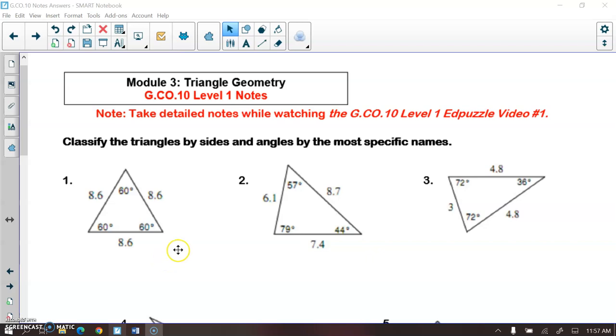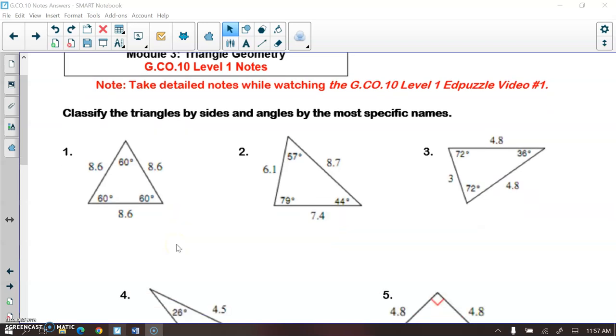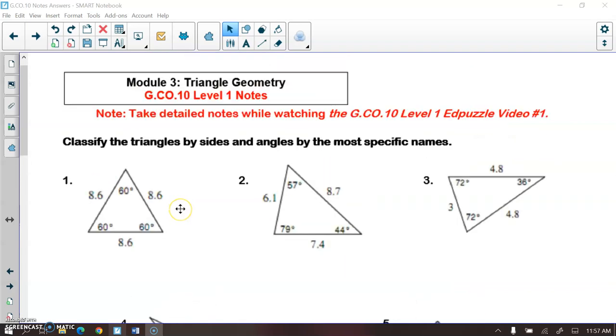Okay, so using the background information that we learned, we're going to start to do level 1, which is going to be broken up into 2 videos. The first video is all about the specific triangles. Classifying by angles would be acute, obtuse, right, or equiangular, and classifying it by side lengths would be scalene, isosceles, or equilateral. And now I want you to give the most specific names.